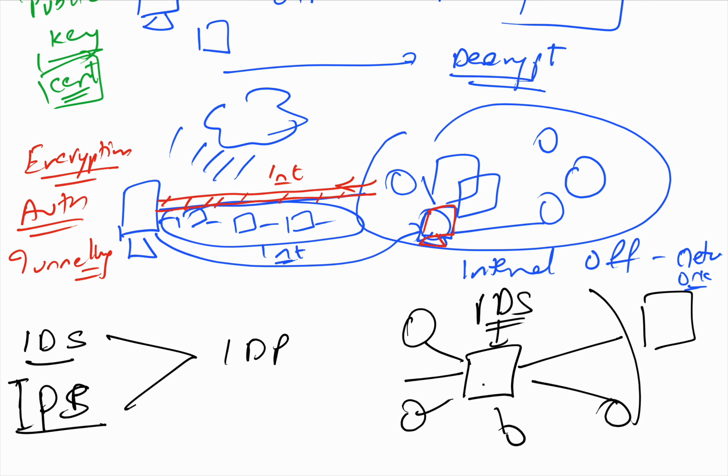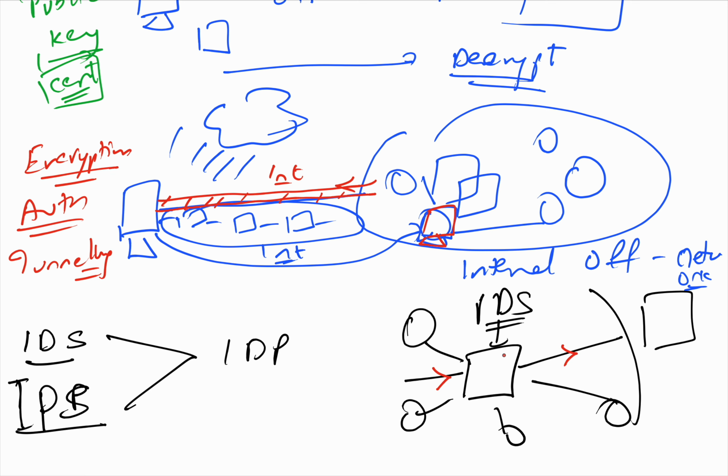On this particular device, I will monitor traffic for any suspicious activity, correct? And I'll alert the administrator, letting them know that there is a potential attack. Intrusion detection system will basically detect potential attacks or signatures.